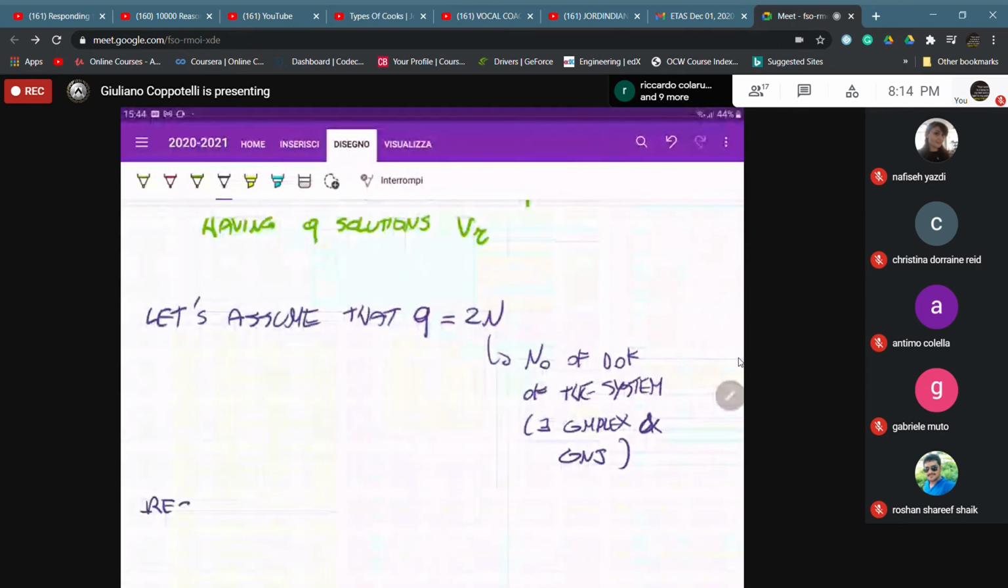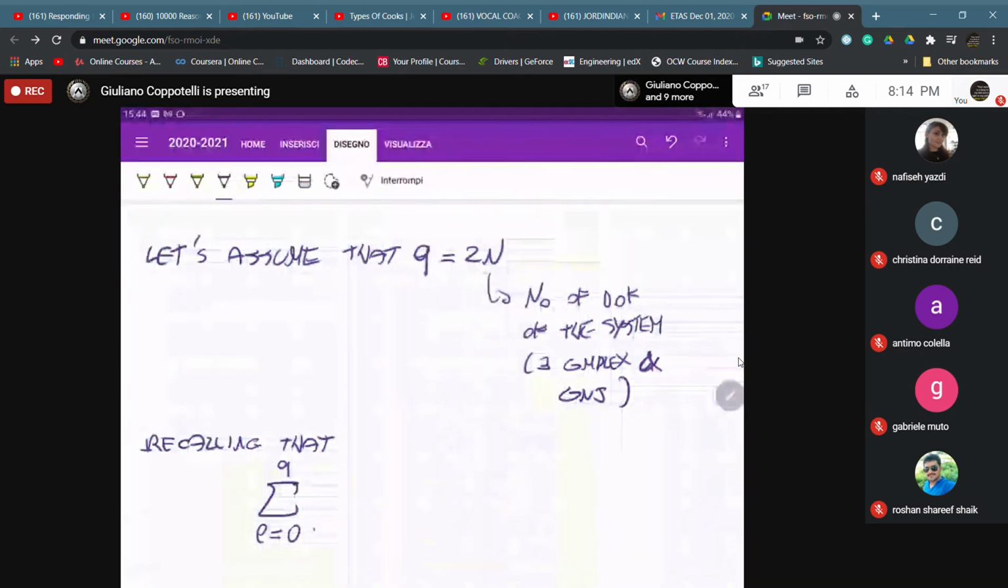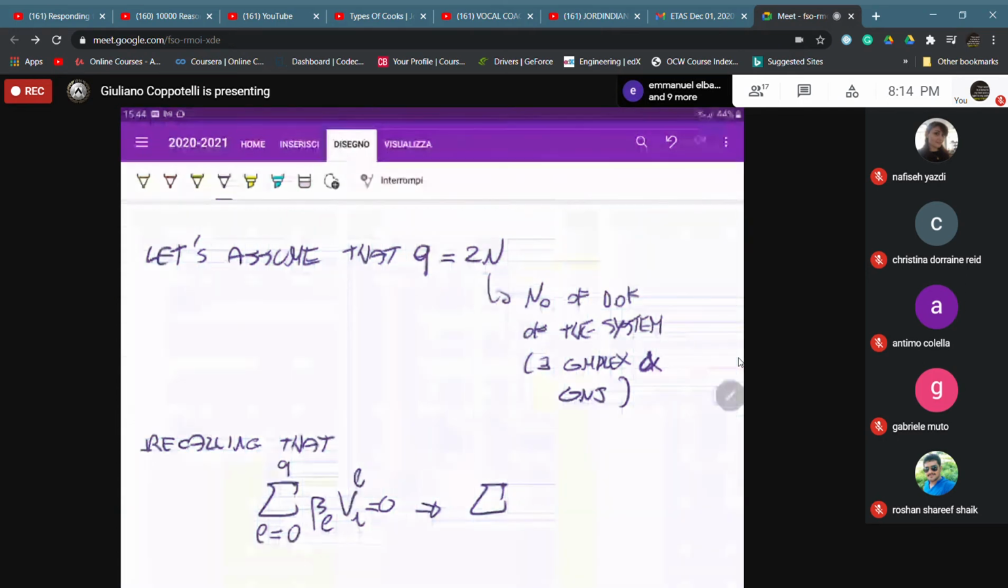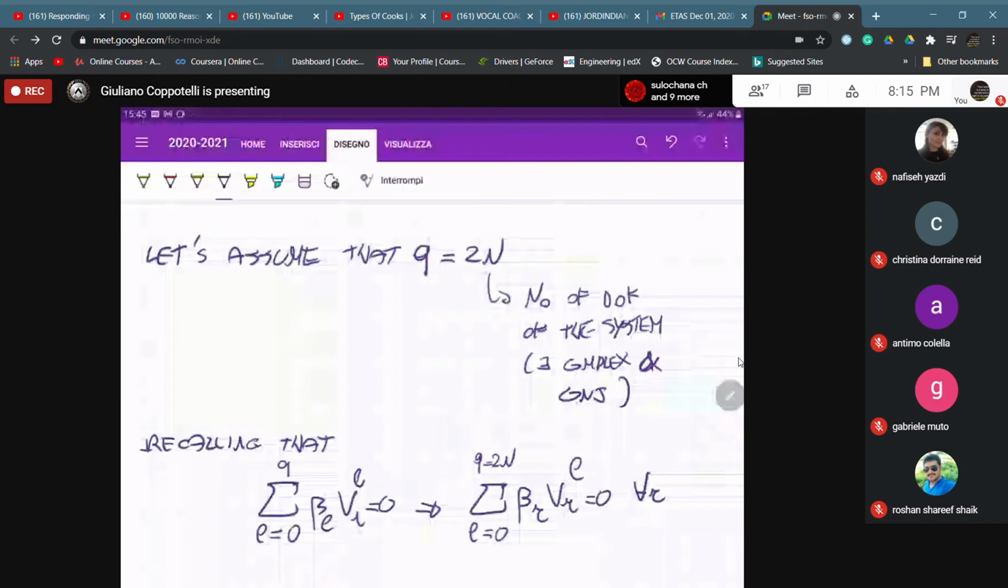recalling that the summation from L equal to 0 to Q of B L B R L is equal to 0, okay, then because of our hypothesis that Q is equal to N, we can have that your final equation will be equal to the summation from L that goes from 0 to Q that is equal to L this time, beta R mu R L, equal to 0 for each value of the index R, okay, 1, 2, up to 2n.